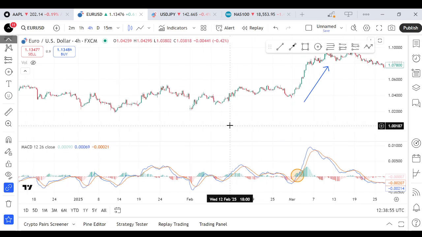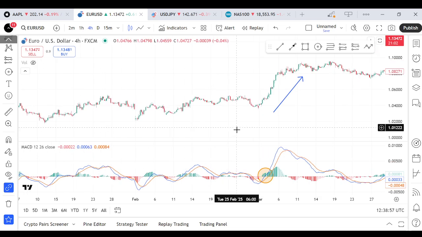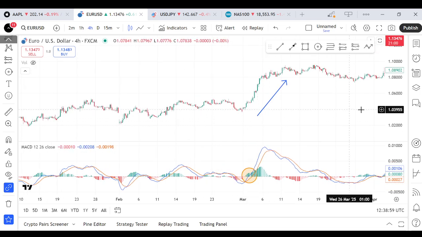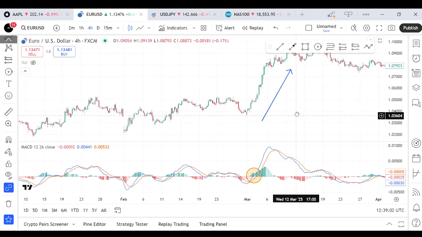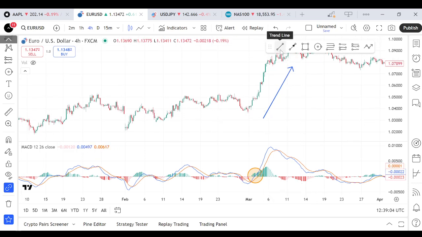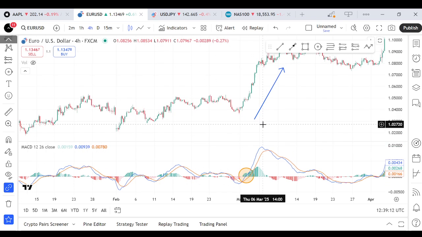And after all of these confirmations, the next step is to enter your trades. But I would like for you to have one last confirmation. All of these are just to avoid entering with false signals. Sometimes price can give us false signals, so it's important that we enter with extra price action confirmation.